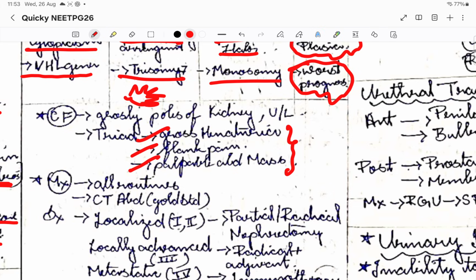Okay, so before doing CT, we'll try to palpate, we'll do the examination, right? So when we do the palpation of the abdomen, there might be a mass. That is when we will differentially diagnose it as renal cell carcinoma. Basically it will be grossly in the poles of the kidney, and it will be unilateral. So that is how you can differentially diagnose it from other things.